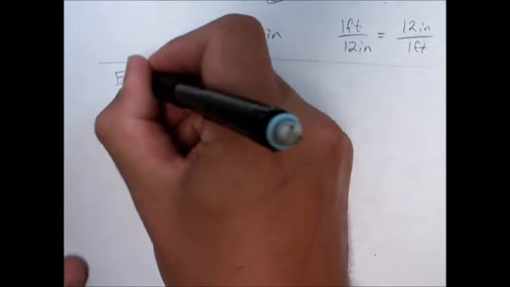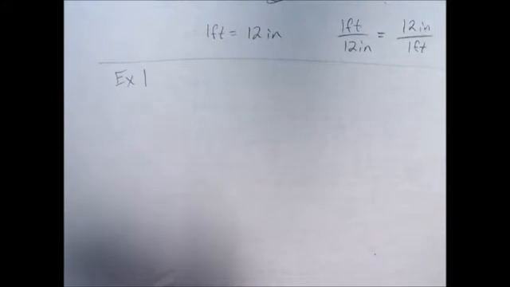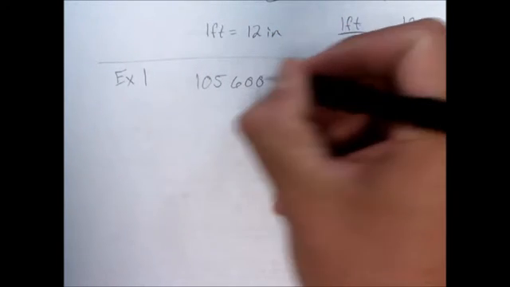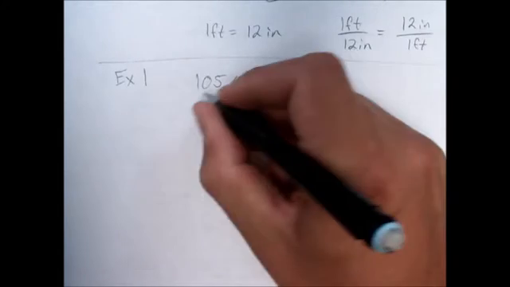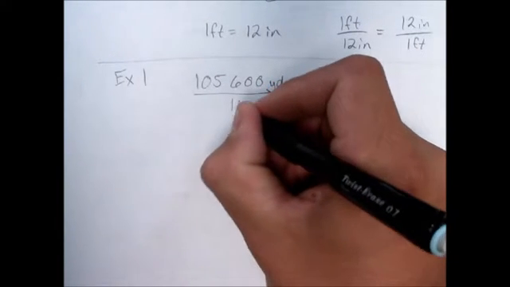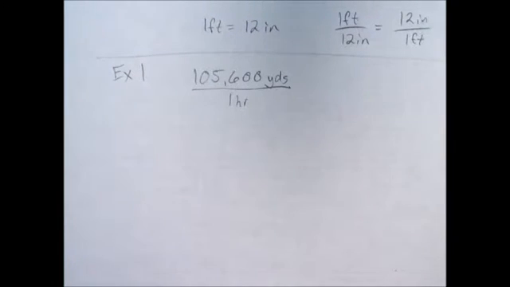Example 1, converting units of length. So a cheetah ran at a rate of 105,600 yards per, that's that fraction bar, hour. So 1 hour. Sounds a lot more cool when you say it like that.